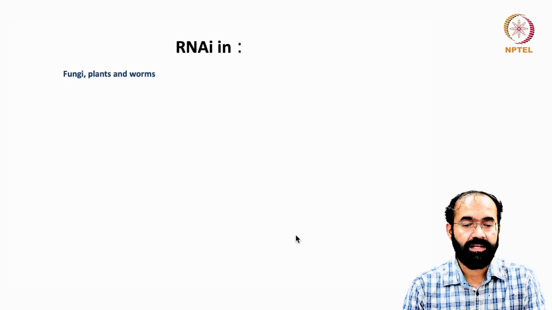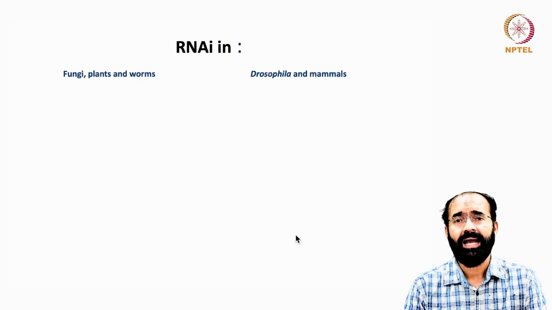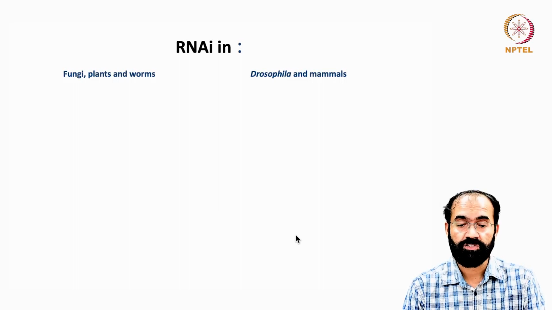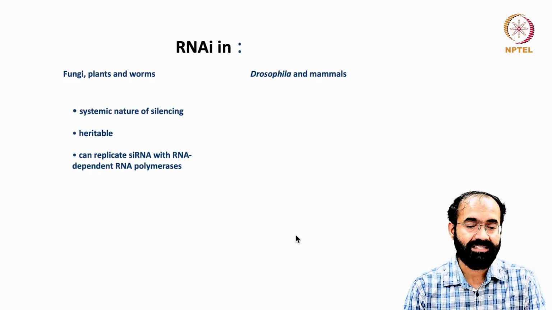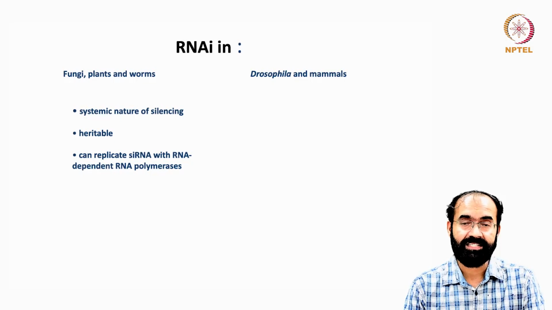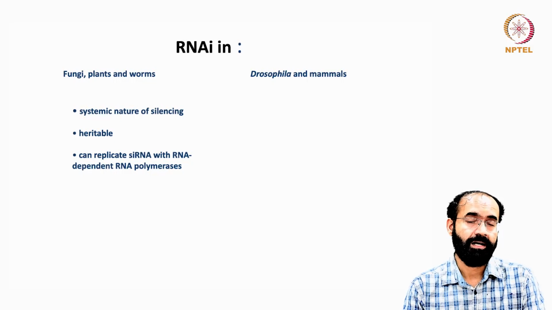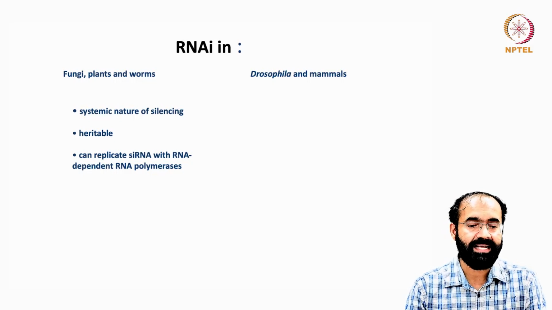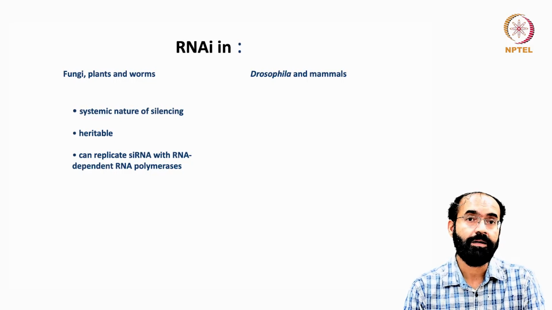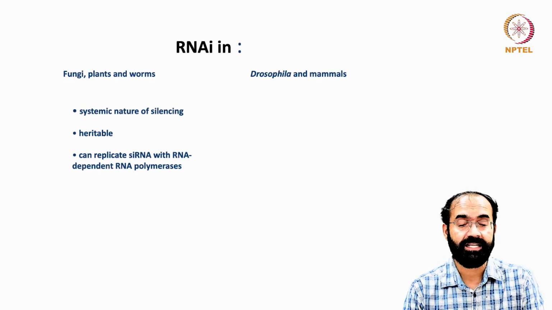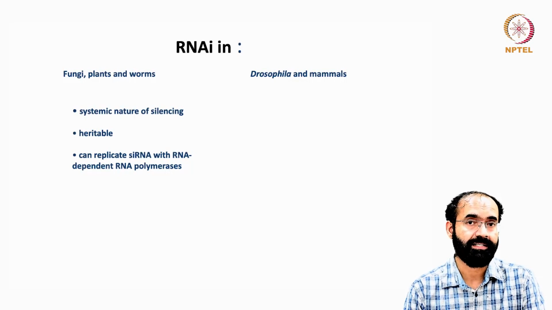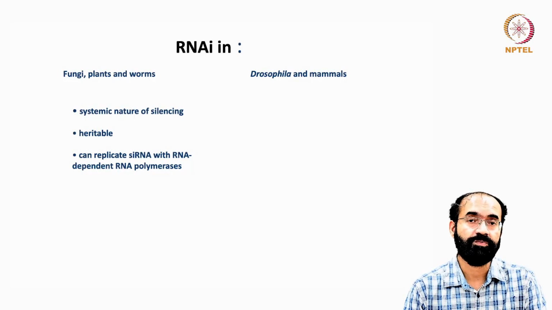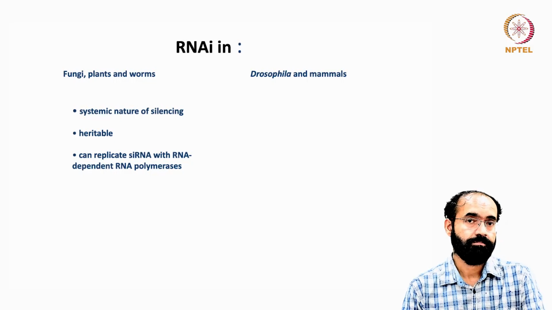So RNAi can be further elaborated in other models such as fungi, plants and worms, and it is also well characterized in Drosophila and mammals. In fungi, plants and worms, the silencing is systemic in nature, and it is heritable, and it can replicate siRNA with RNA-dependent RNA polymerase. So these are normally seen in fungi, worms and plants. What are they? They are systemic in nature. That means the rule is concrete. Systemic means it is unchallenged. It will be following the knockdown very effectively.